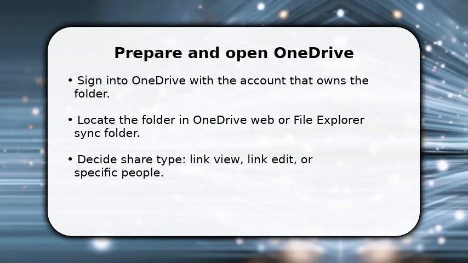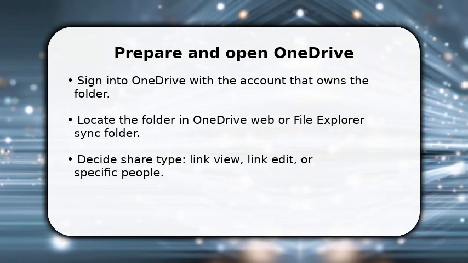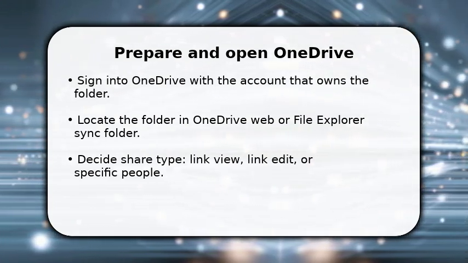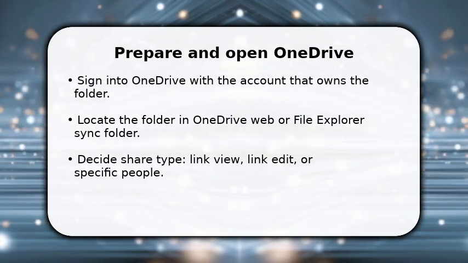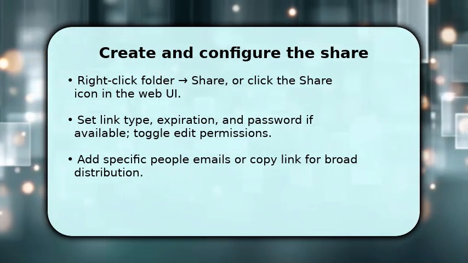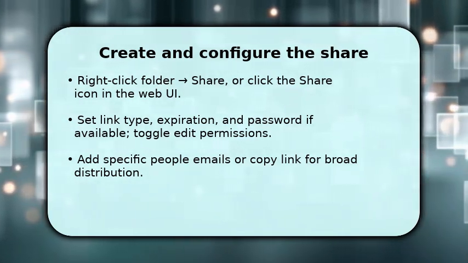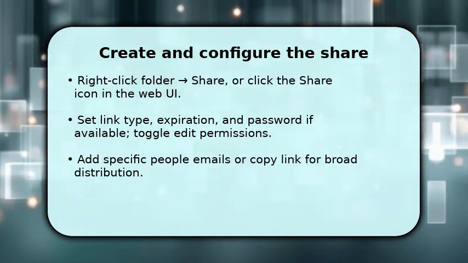Do you want a view-only link, an edit link, or to invite specific people? Deciding this up front prevents rework and keeps access secure as you proceed to generate the sharing link. You now create the share by right-clicking the folder and selecting Share, or by using the Share button in the OneDrive web interface. Once the Share dialog appears, choose Link Settings.